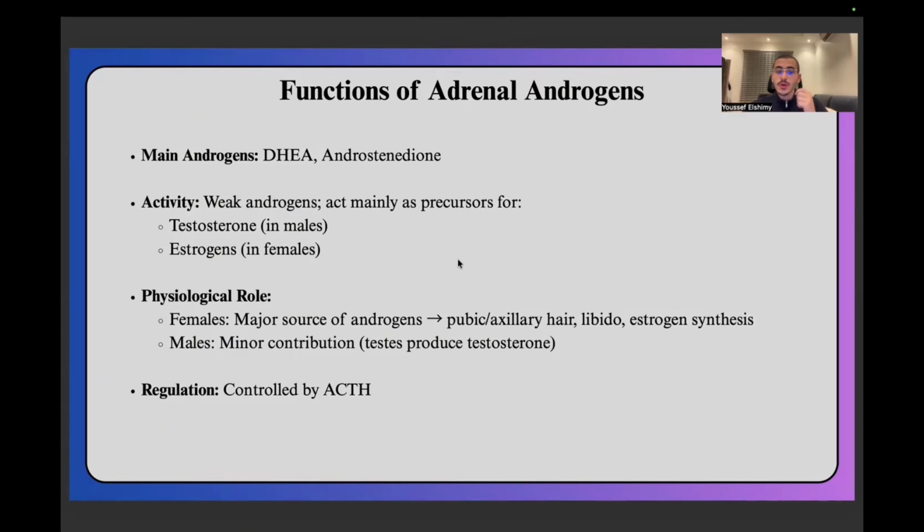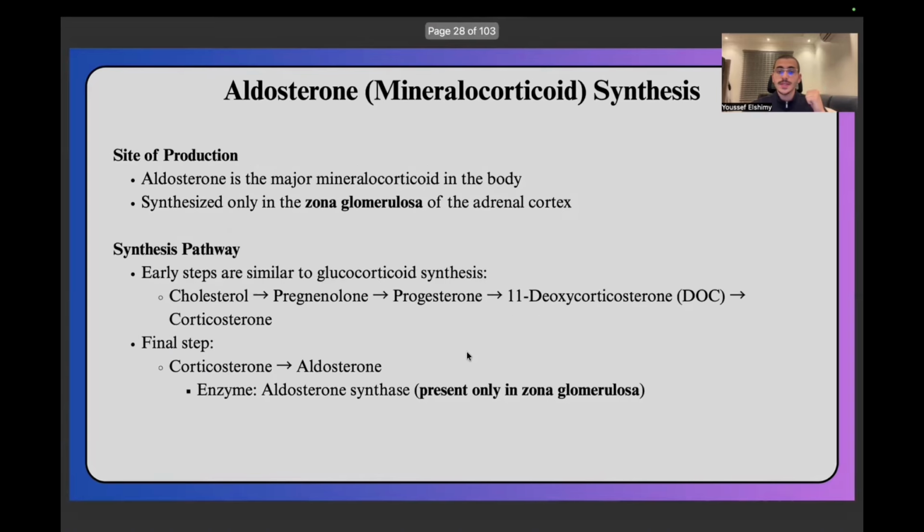The physiological role of androgens is major in females because they are the major source of androgens, and androgens are important in females for pubic and axillary hair, libido, estrogen synthesis, as well as muscle buildup. For males, it's a minor contribution because the testes already produce testosterone. And we mentioned that androgen production is controlled by ACTH.